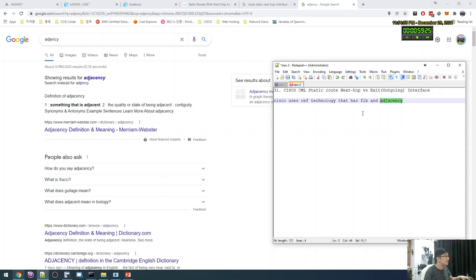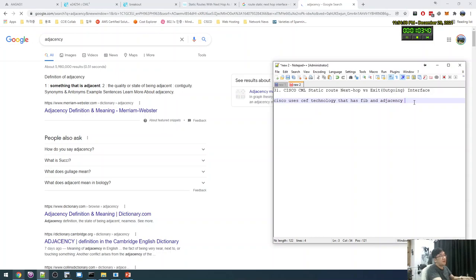CEF, right? Adjacency. FIB and table, yeah. So FIB is from the routing table, and then adjacency is from ARP for the MAC address. So this includes connected, and then static, and then the dynamic routing protocol. And then this is just ARP, it's a MAC address.